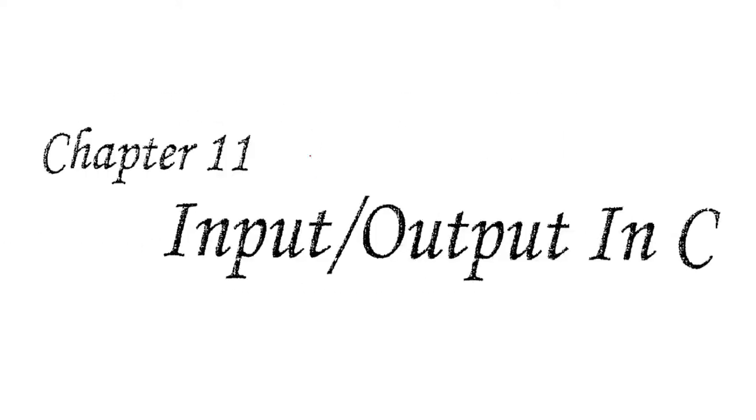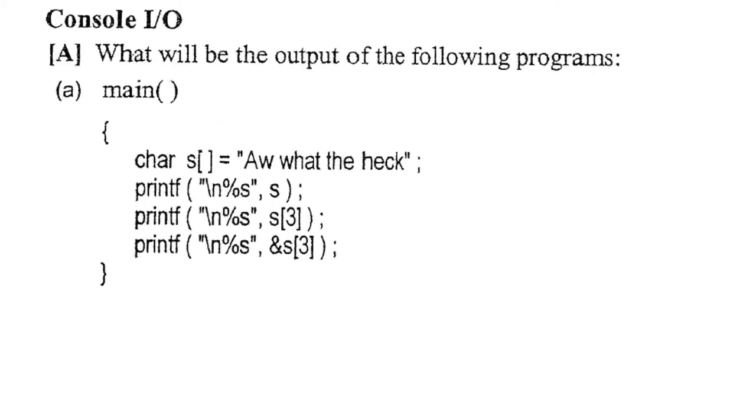Chapter number 11, input output in C. Console input output. What will be the output of this program? As this is a character array, then we have %s, then %s3. So what do you expect?